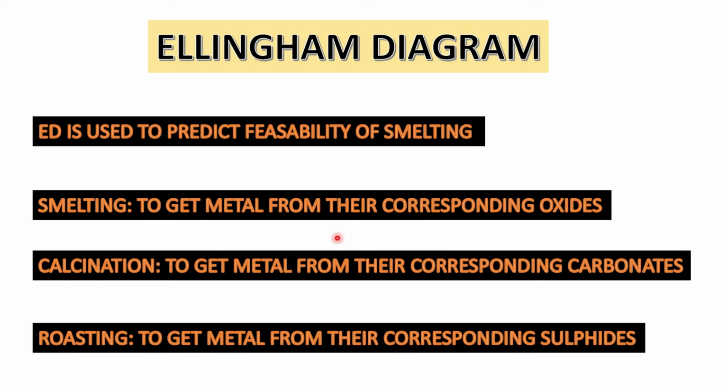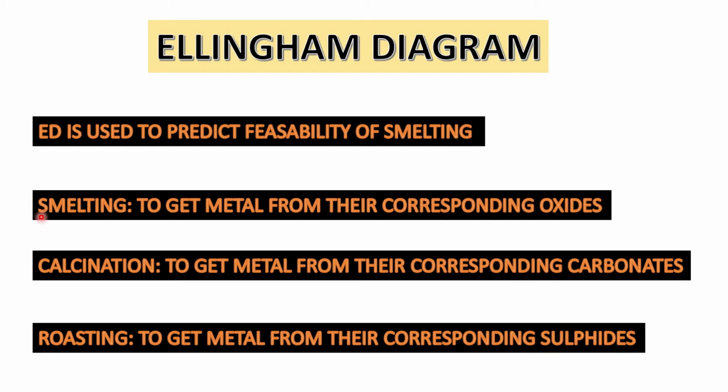Now you can see, next is ED. ED is the abbreviation I am taking for the Ellingham diagram. ED is used to predict the feasibility of smelting. If you know what smelting is, then it is quite good, and if you don't know what smelting is, let us take some points which are the basics of your metallurgical operations.